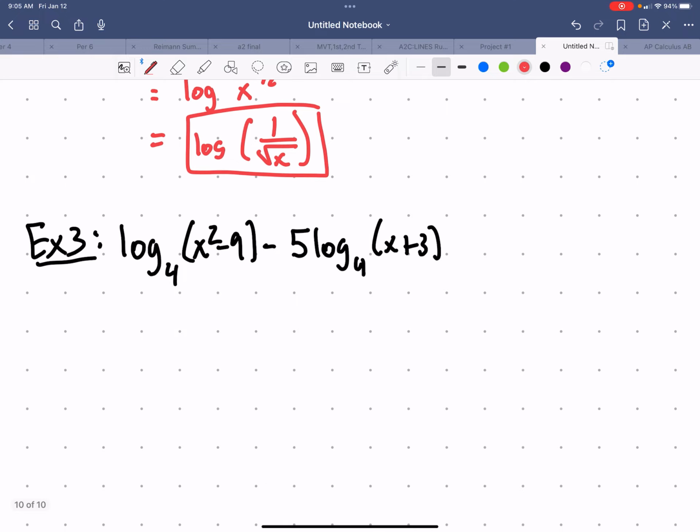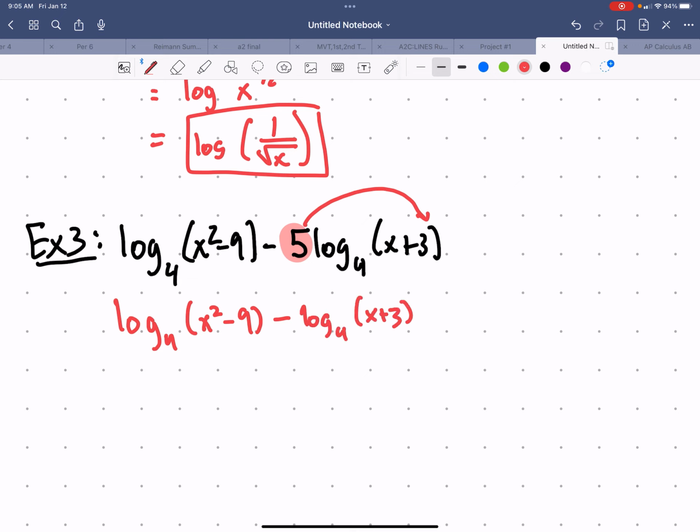All right, so what we're going to do, look, we have a problem here. First off, this 5 here, I don't like it, so I'm going to bring it up here. We don't want it in the front, so I'm going to rewrite the problem. Log base 4 of x squared minus 9 minus log base 4 of x plus 3 to the power of 5. Now that we have subtraction, that means fraction. So we're going to rewrite this as log base 4 of x squared minus 9 over x plus 3 to the power of 5.